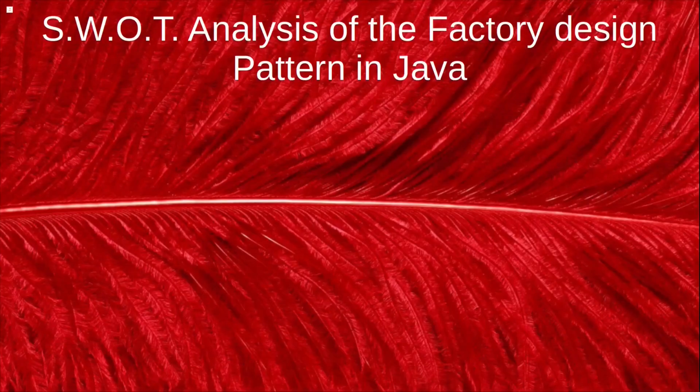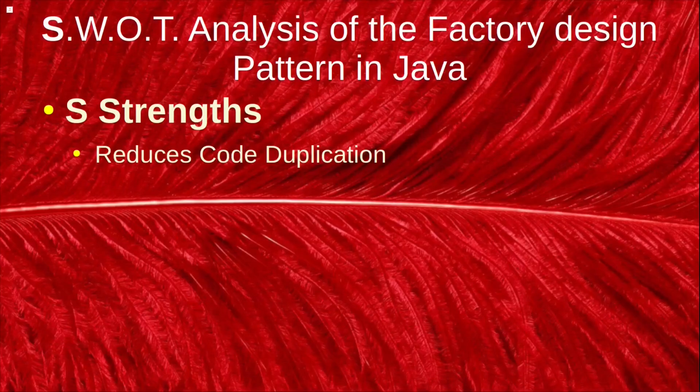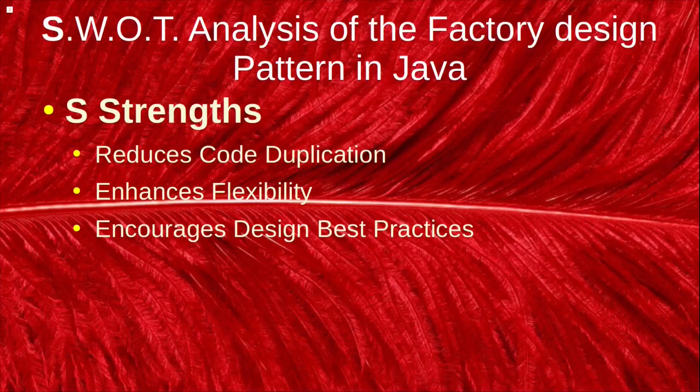SWOT analysis of using the factory pattern in Java projects. S, Strengths. Reduces code duplication: centralized object creation eliminates redundant code, making Java applications more maintainable and efficient. Enhanced flexibility: allows Java applications to dynamically determine the required object type at runtime, improving adaptability. Encourages design best practices: supports SOLID principles, particularly the open-closed principle, by enabling extension without modifying existing code.